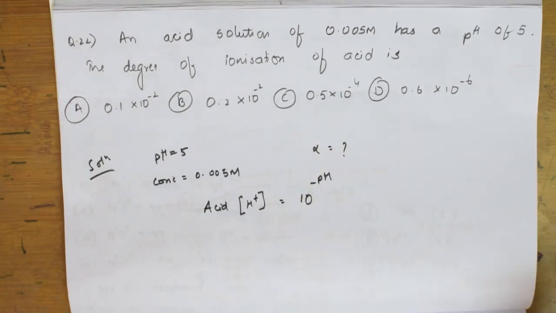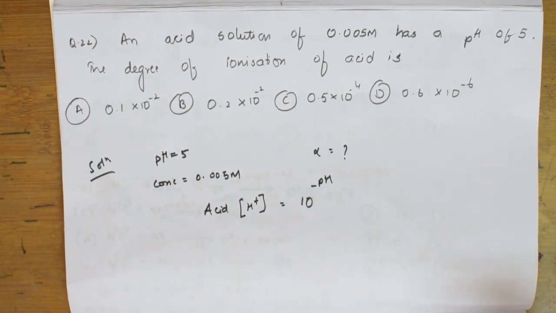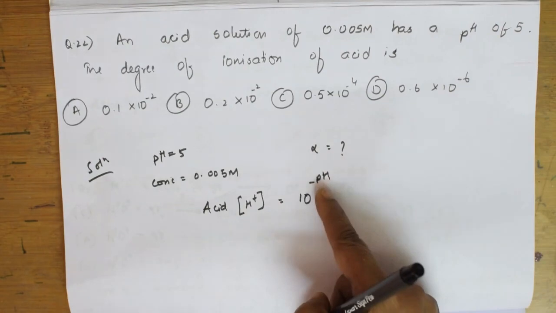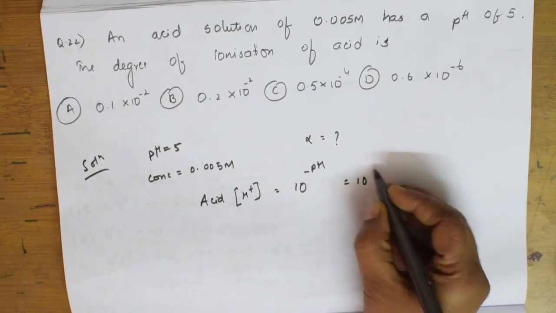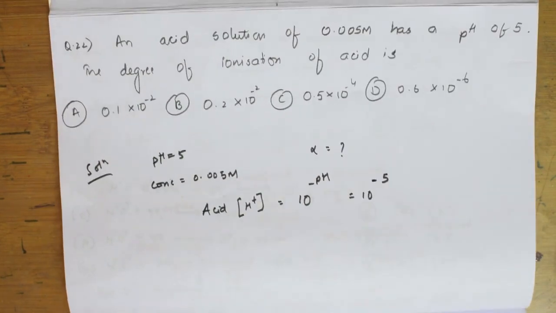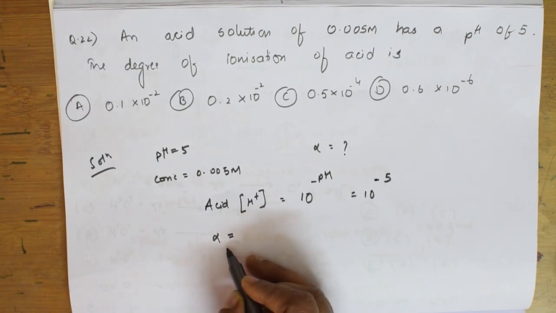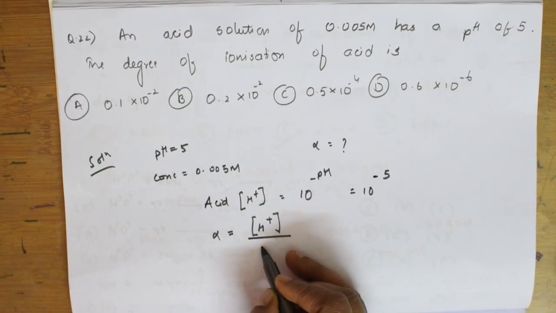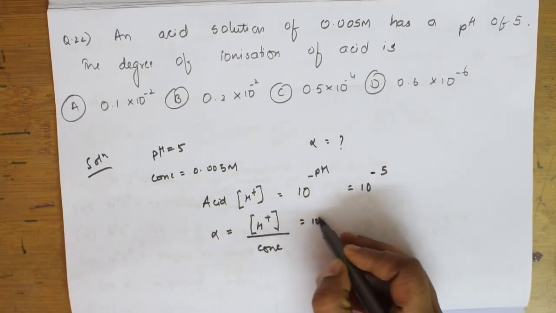That is what we studied, isn't it? The negative pH, or the base 10, the negative logarithm, that is equal to your acid concentration. How much is pH given to us? pH given to us, now take as 10 raised to the power of minus 5. This is the thing, correct? Yes. So now what is alpha formula, or degree of ionization formula? Degree of ionization is the concentration of the acid by given concentration. How much is the concentration of acid? 10 raised to the power of minus 5.